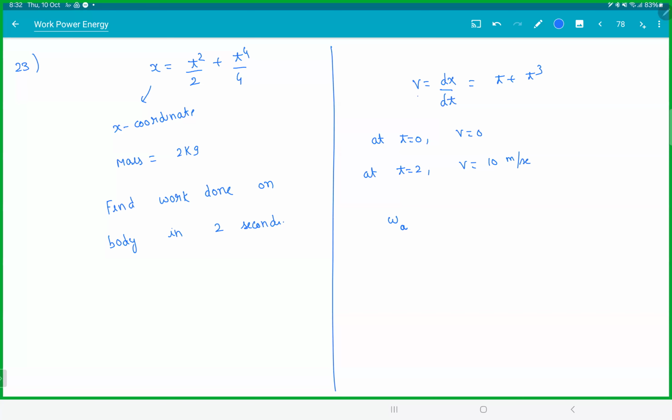And I know work done by all forces is change in kinetic energy. Mass is 2 kg, so half into 2 into 10 square minus 0, 100. Is that making sense, everyone? So when you get questions like this, they ask you x coordinate or something or velocity. Indirectly is asking you to use work done by all forces equals change in kinetic energy. You can try with integration, you'll get the same answer, but it goes quite long.